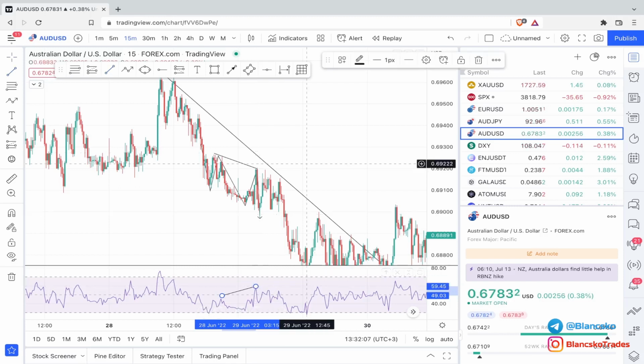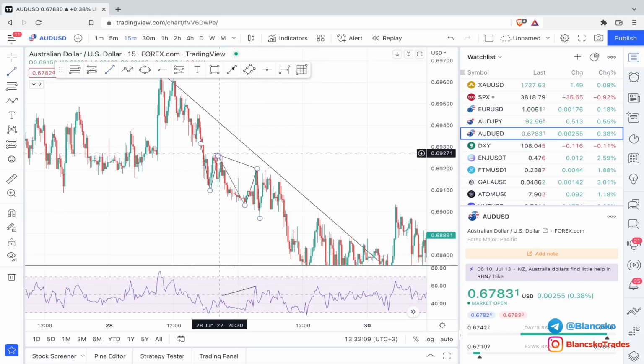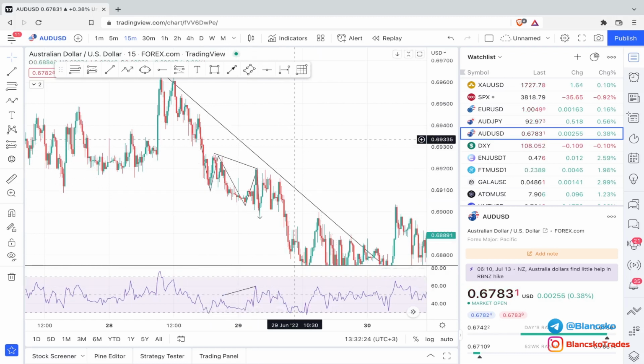So this is a signal that, okay, this is a hidden bearish divergence in a downtrend, and you could look for a sell opportunity. Because you know you are in a downtrend, and you also saw you have a hidden bearish divergence, more than likely price will continue to the downside.